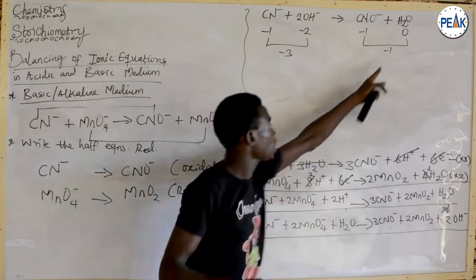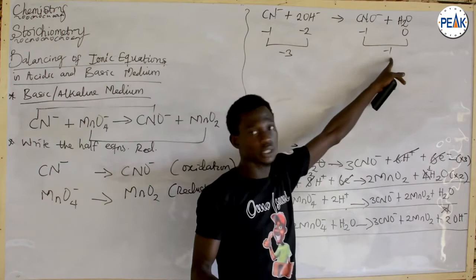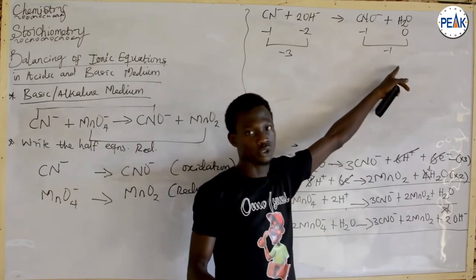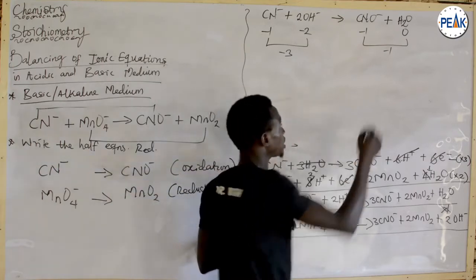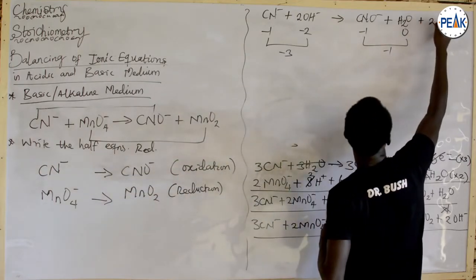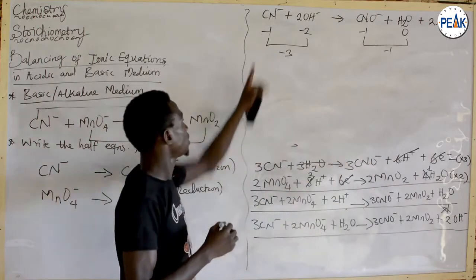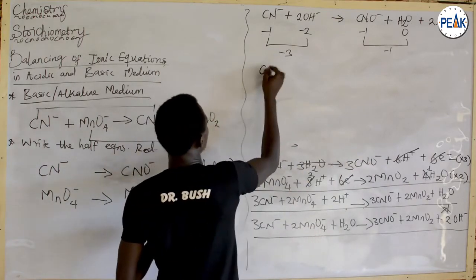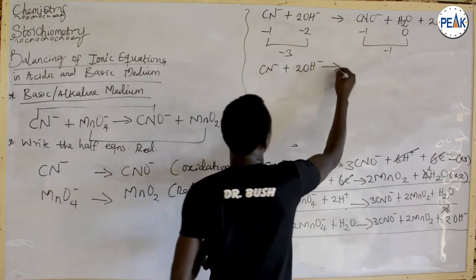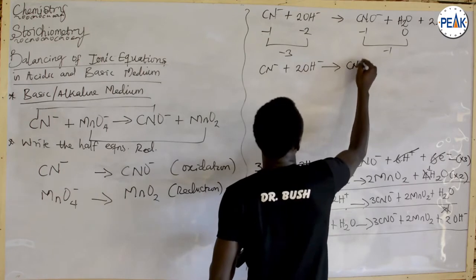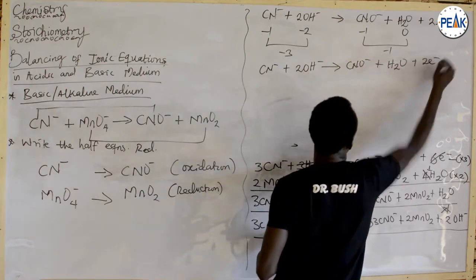Don't forget, -1 is greater than -3. I told you that the more positive side will definitely lose electrons. How many electrons does this side have to lose to become -3? The product side will have to lose 2 electrons, so as to be balanced with -3. Now, this means the equation is CN- plus 2OH- to give me CNO- plus H2O plus 2e-.